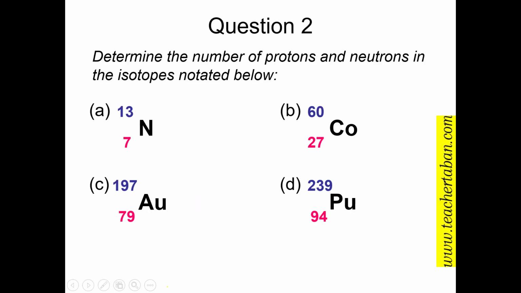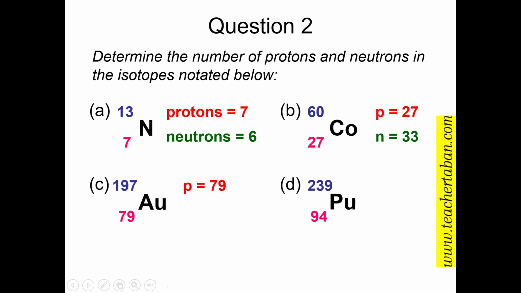Number 2, the last one: determine the number of protons and neutrons in the isotopes noted below. Part A, you can pause the video and try this out. Okay, so part A, the answer is 7 protons, number of neutrons is equal to 6. Part B, protons are 27 and neutrons are 33. Part C, we've got 79 protons, 118 neutrons. And then part D, 94 protons, 145 neutrons.